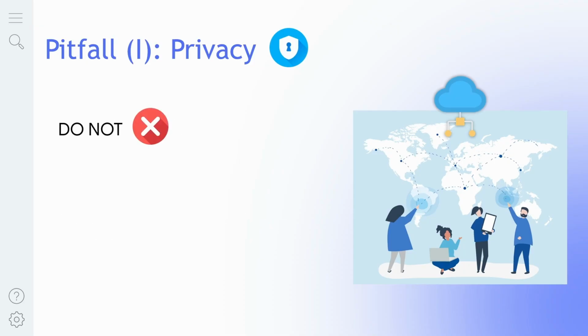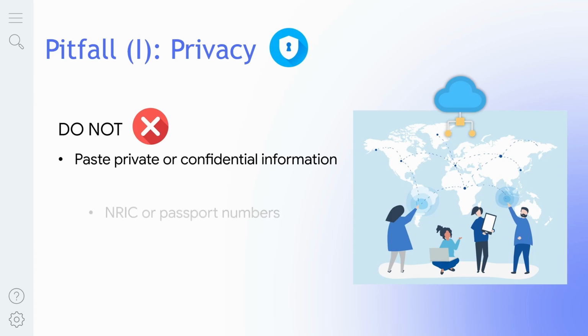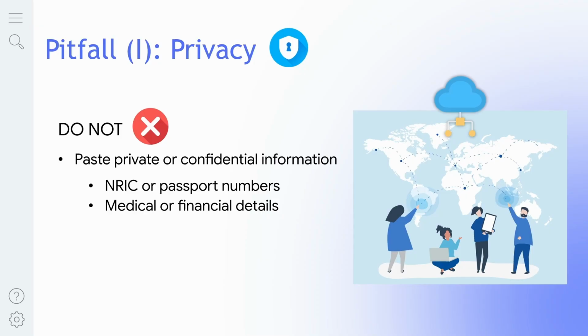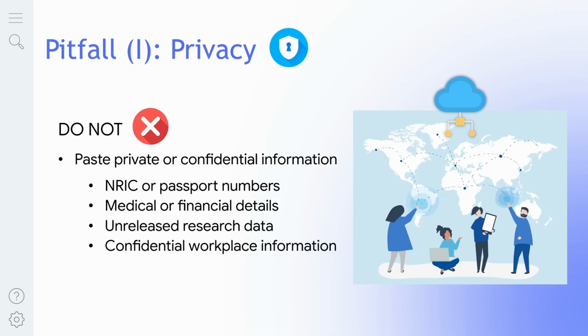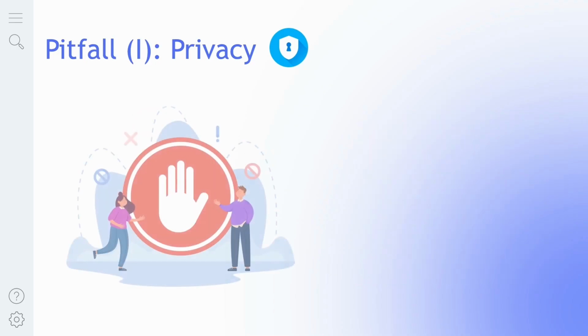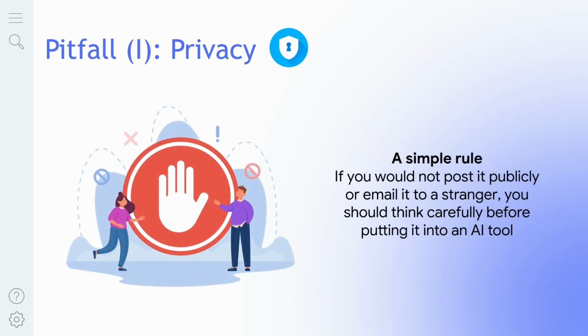So do not casually pass private or confidential information: NRIC or passport number, medical or financial details, unreleased research data, confidential workplace information. One simple rule: if you would not post it publicly or email it to a stranger, think carefully before putting it into an AI tool.